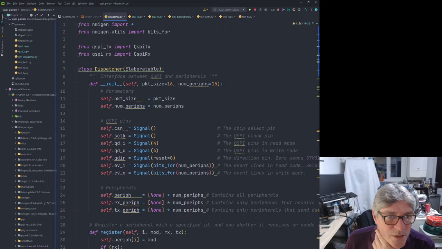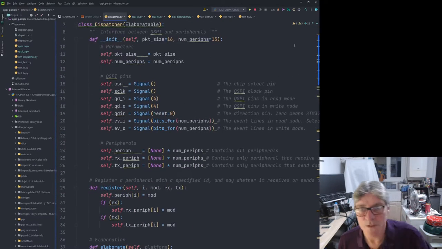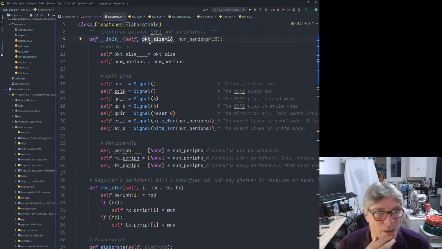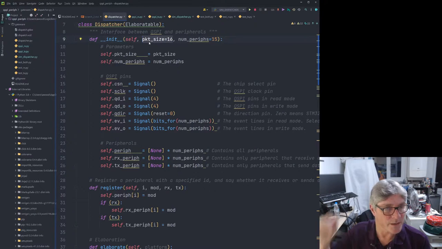Just ignoring the QSPI implementation at this point, let's just look at the dispatcher so we can see what's going on here. On the constructor of this dispatcher, we have a packet size of 16. That means 16 bytes are transferred with each packet. That is the quanta of information that's transferred every time there's a handshake.